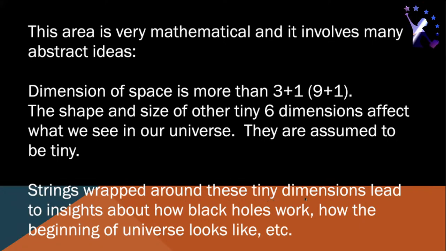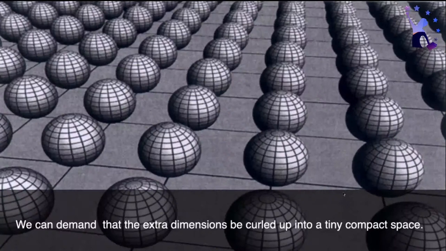Strings wrapped around these tiny dimensions about how black holes work, how the beginning of the universe comes about, etc. So we think about the space as 3 big, large dimensions, like these directions over here. And then we also have these little tiny 6-dimensional spaces here. I'm denoting it like a sphere at the top of each point.